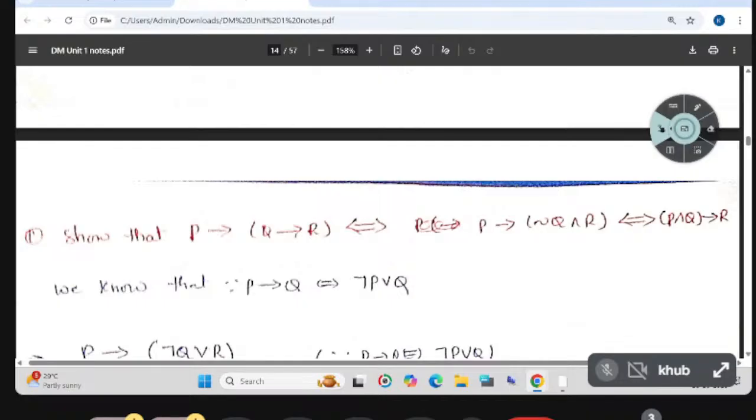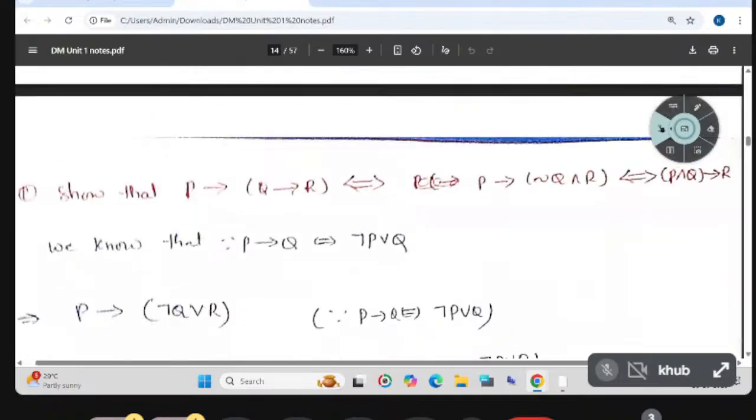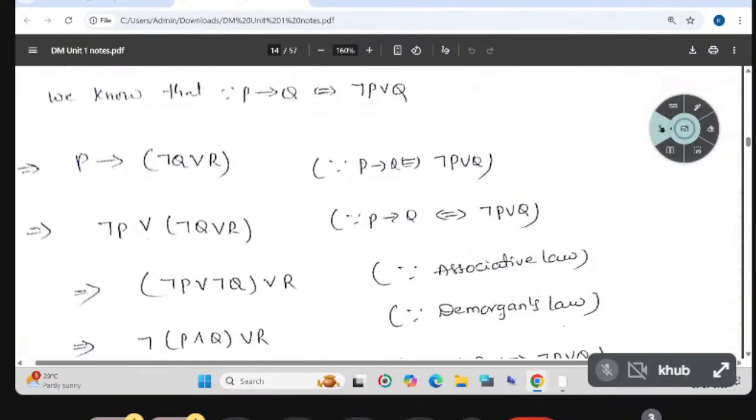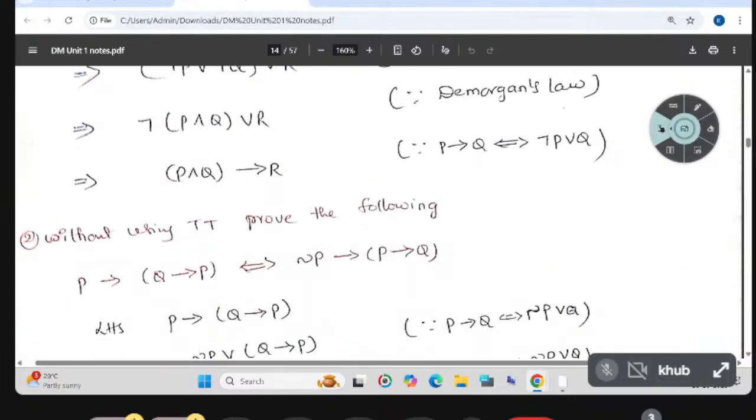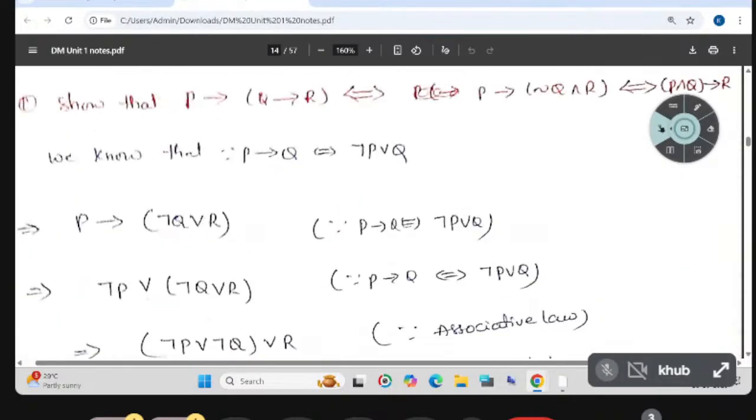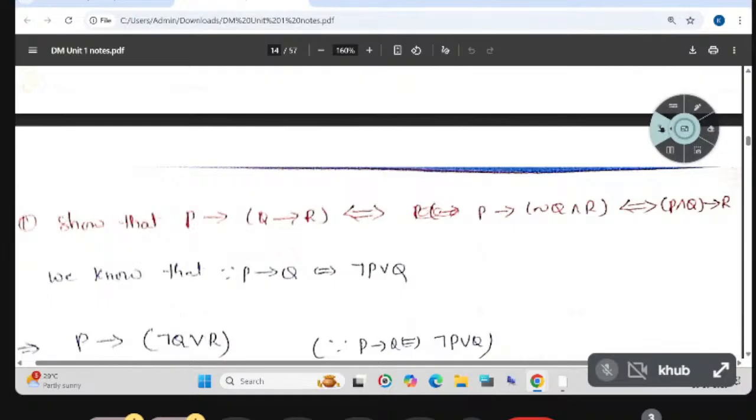Okay, show that P implies Q implies R, double implies P implies negation Q and R, double implies P and Q implies R. So what is the final answer that you have to get at the last? What is the last statement or the last column value that you are having here?